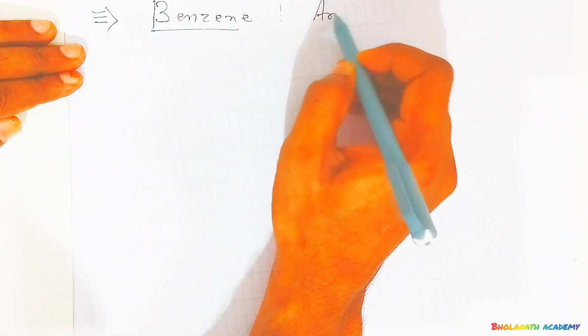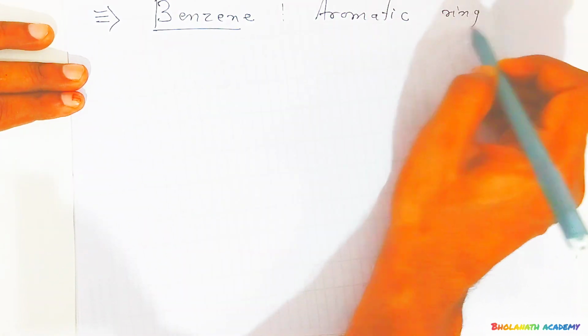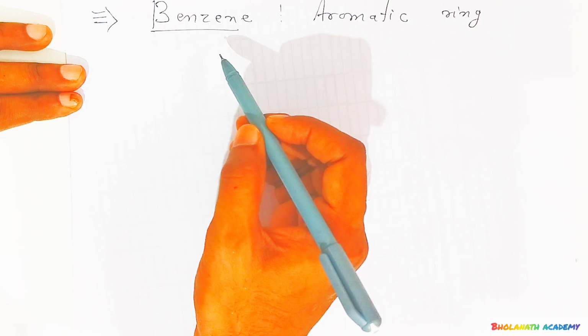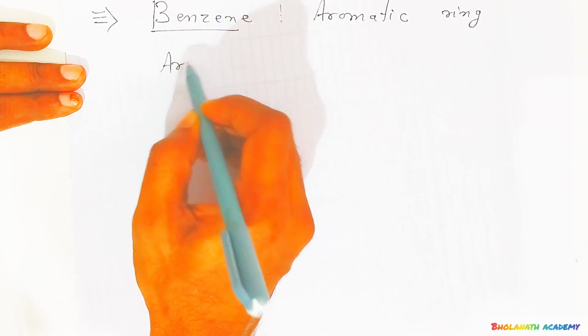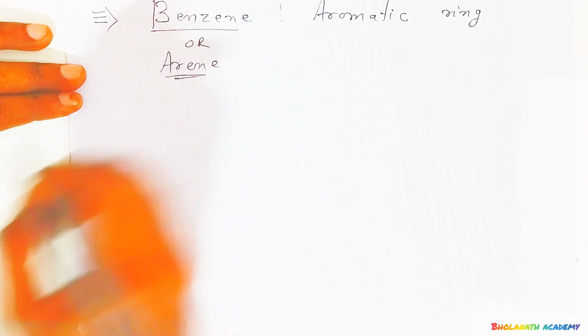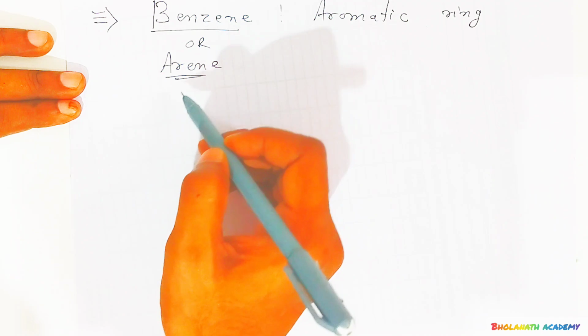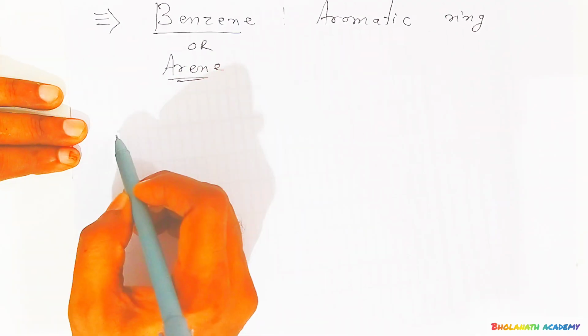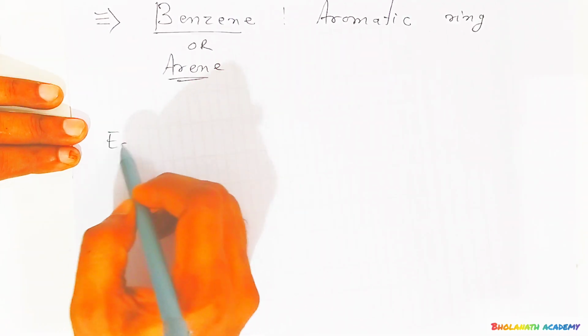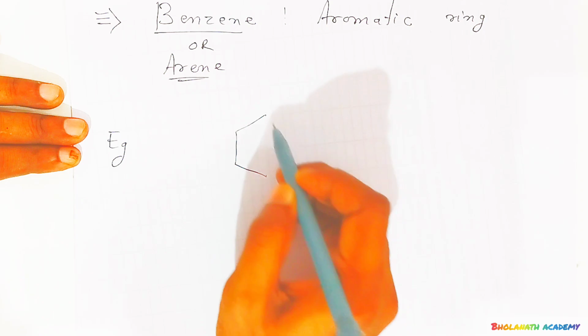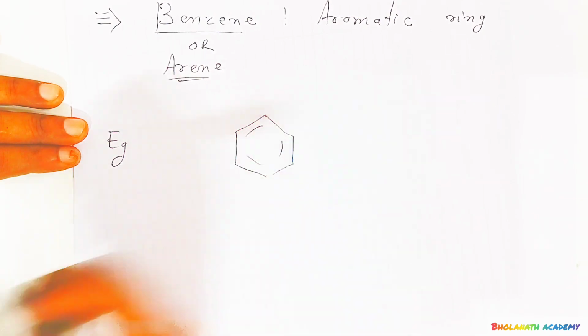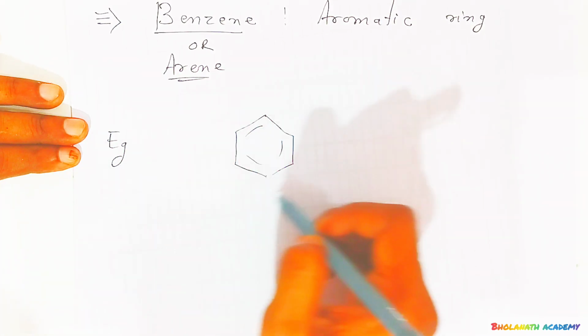Next, the halogen derivative of benzene, aromatic rings we can say. Okay students, this benzene is also called arene, which is derived from aroma. Understanding, students? Now the example: the benzene structure contains alternate double bonds. Everywhere there is one hydrogen.